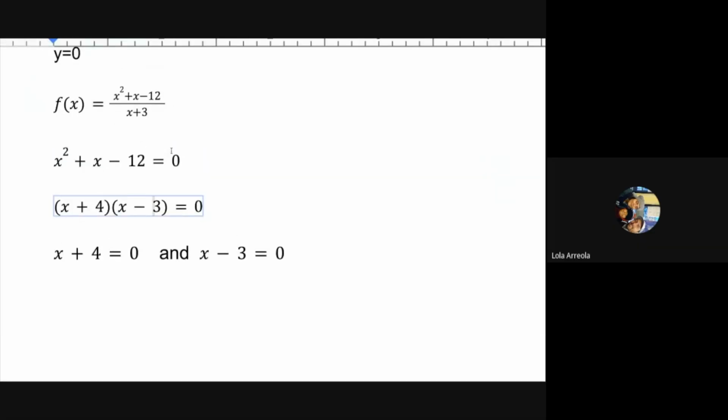So notice this is a classic factoring problem. Whenever I see 1, 2, 3, I want to label A, B, and C. A right now is equal to 1. B is equal to 1 as well. And C is equal to negative 12. If A is equal to 1, then I suggest you factor into two parentheses and put x and x like this. Then how do I fill in this blank? How do I fill in this blank?